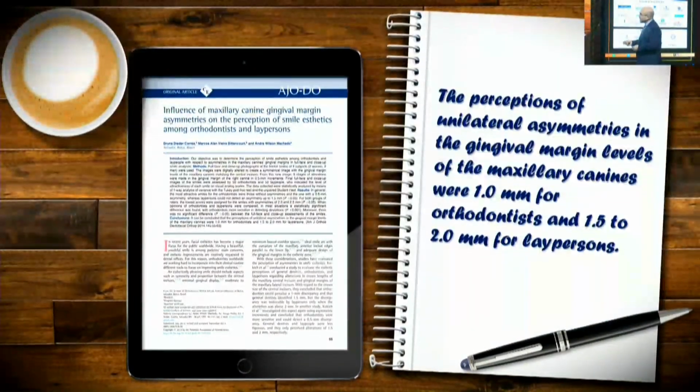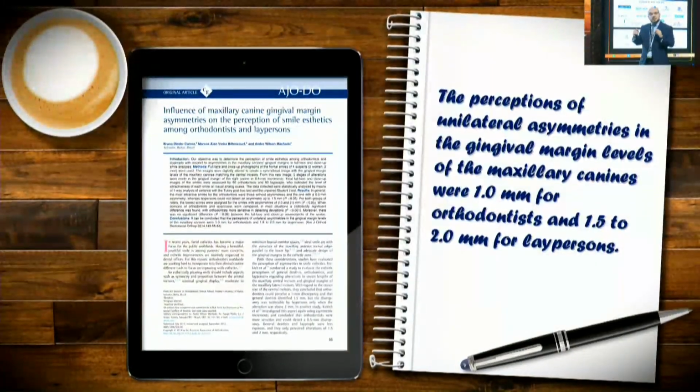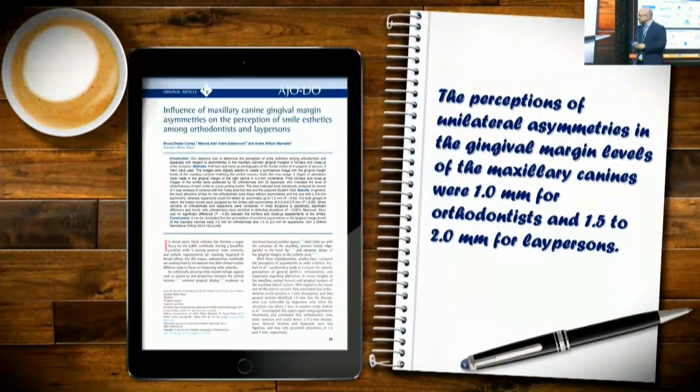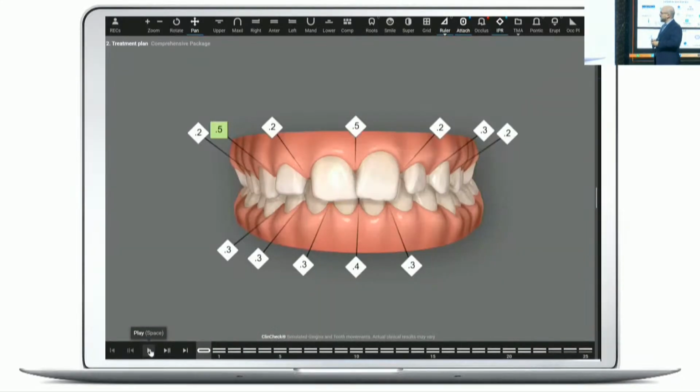Same thing when it comes to the canine, again published in the AJODO in 2014, and they found that for canines it is 1.5 millimeters and 2 millimeters. So we do have a little bit of leeway from a layperson perspective, or what we would call a social smile perspective. So this was her ClinCheck.